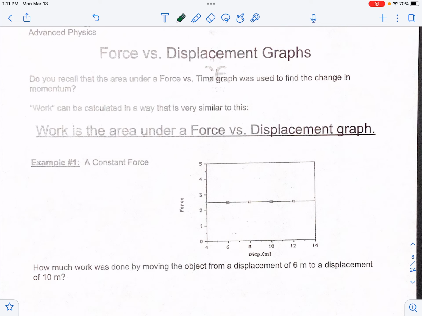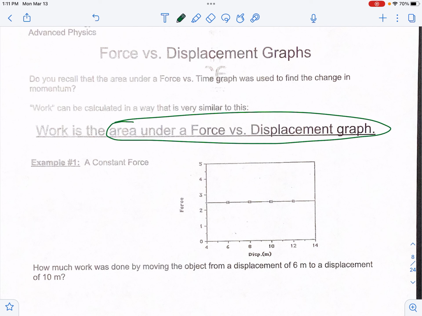All right, so this is starting on page 8. So the force versus displacement graphs. I like the graphs because they're easy. Basically, anytime we want to find work on a graph, it's the area under the curve. You can find the area of either a square or a triangle and stuff. That's pretty much all you got to do.